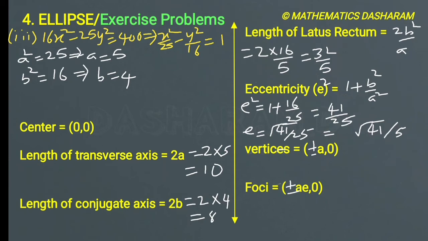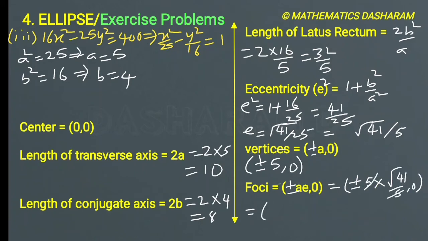Next, vertices plus or minus a comma 0. So plus or minus a value 5 comma 0. Next, the foci. So here 5 cancel. Plus or minus root 41 comma 0.